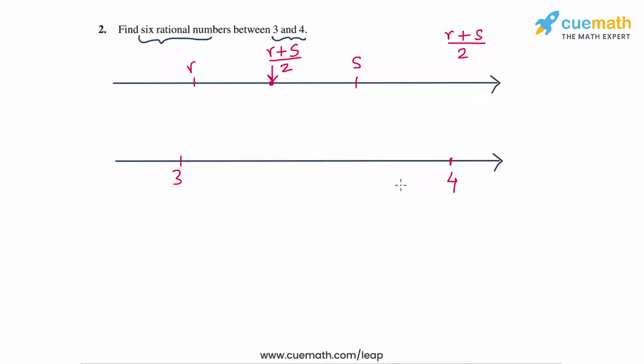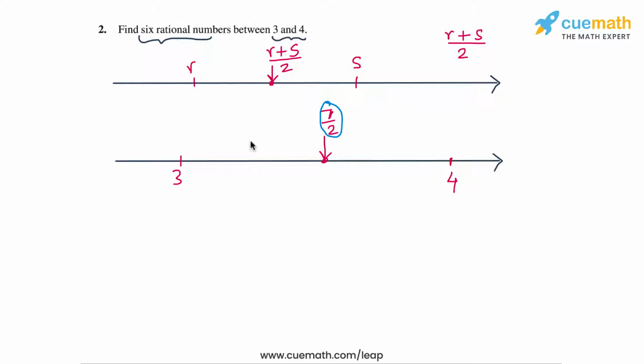So now the midpoint of 3 and 4 is 3 plus 4 by 2. So let's say that it lies here, 3 plus 4 by 2 or 7 by 2. So 7 by 2 is one rational number that lies between 3 and 4. Now we can find the midpoints between 3 and 7 by 2, and between 7 by 2 and 4. Both of these midpoints will be rational numbers as well.